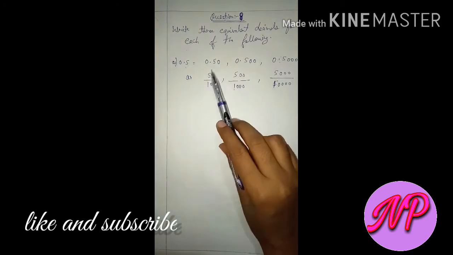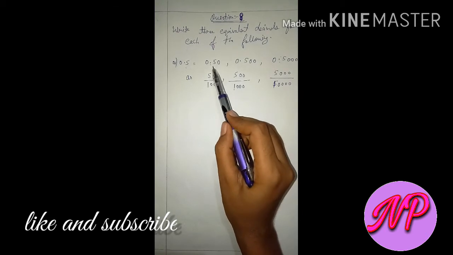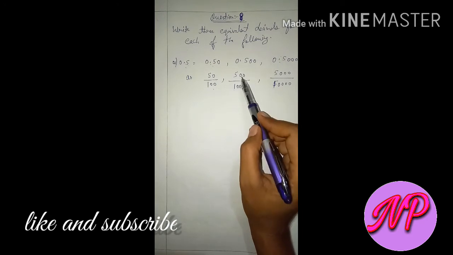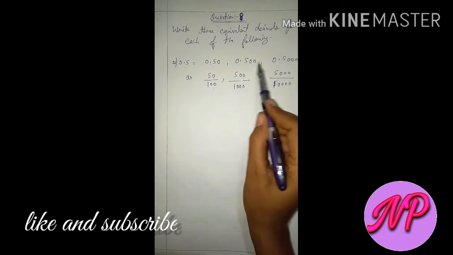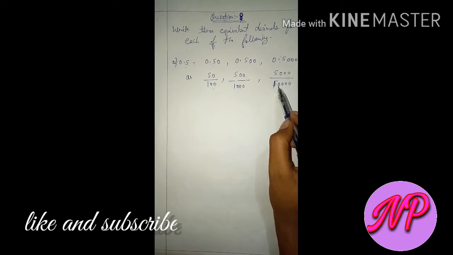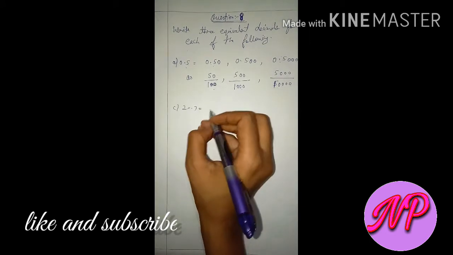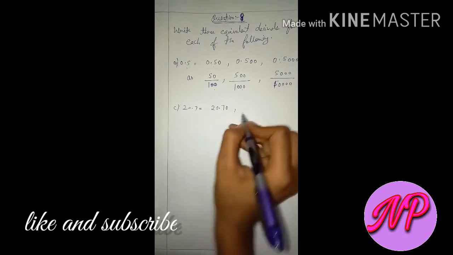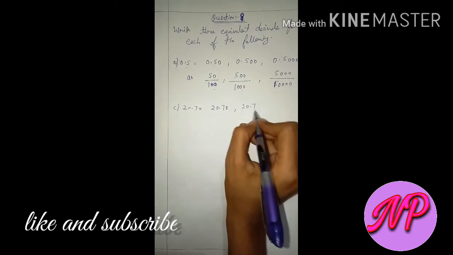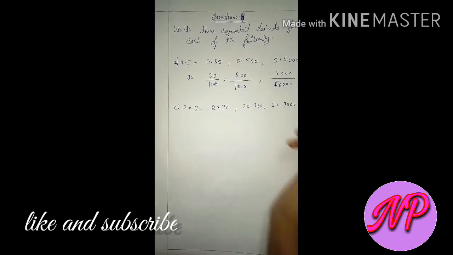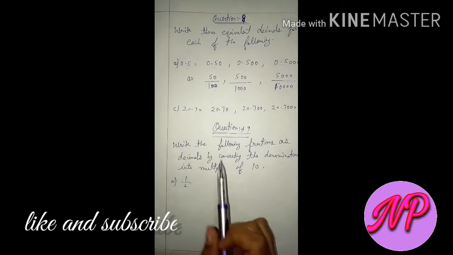Okay, you have to make these decimals into equivalent decimals: 0.5 equivalent 0.50, 0.500, 0.5000. When you remove the decimal of this number, it will be 50 by 100, and if you remove this, 500 by 1000, because 3 digits are there after the decimal, and here after the decimal 1, 2, 3, 4 digits are there. That's why you will write here 10,000. Similarly, 20.7: 20.70, the second one is 20.700, and the third one is 20.7000. Got it?